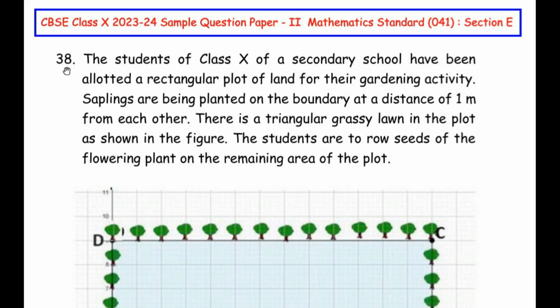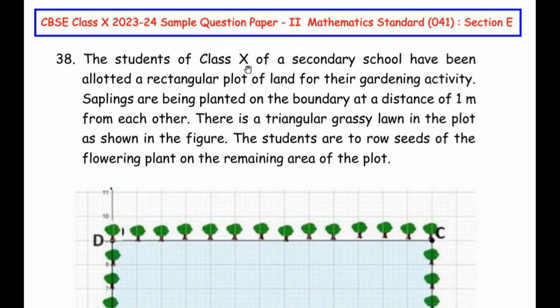In this video we are going to solve the 38th question from CBSE Class 10, 2023-24, sample question paper set 2 for Mathematics Standard with subject code 041, section E, which is case study based questions where each question is of 4 marks. Now this question is from the coordinate geometry chapter.